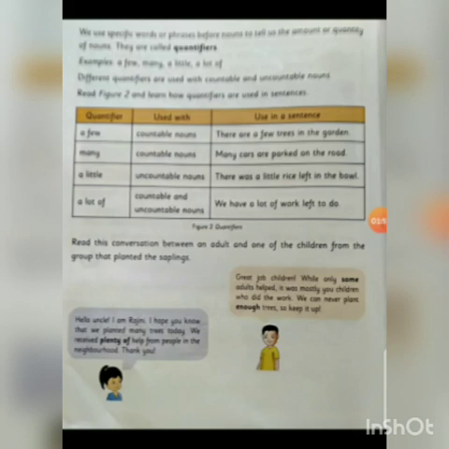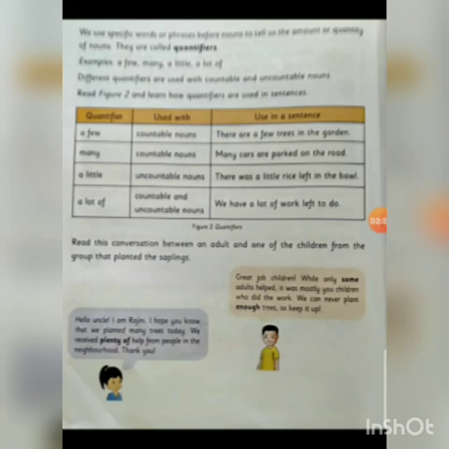So let us see in figure 2 how quantifiers are used. Quantifier, then used with, and used in a sentence. So the quantifier we are going to use is a few, and it is used with countable nouns. There are few trees in the garden. So we are able to count trees, so it is a countable noun. Then many, that is for countable nouns. Many cars are parked on the road. So cars also we are able to count, so it is a countable noun.